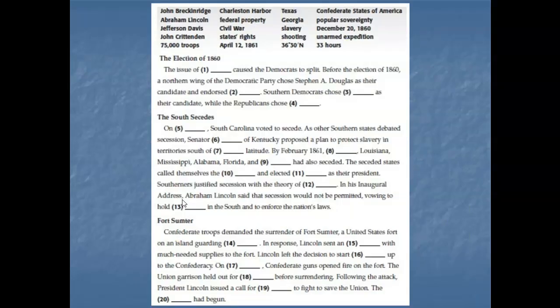As we discussed, the Republicans, of course, win the election of 1860. That happens in November. Then we move forward into the reaction to that, and that is the South begins the process of secession, meaning they leave or withdraw. On December 20th, 1860, South Carolina votes to secede from the Union.